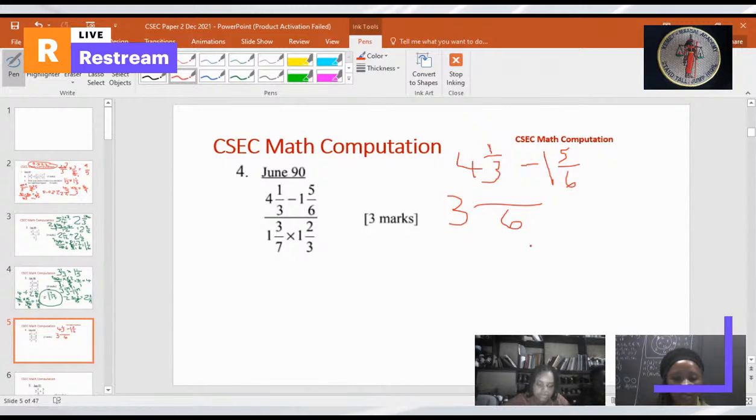3 into 6 goes 2 times, sorry. So 2 times 1 is 2. And 6 into itself goes 1 time. It's going to multiply by 1, and you get 5.